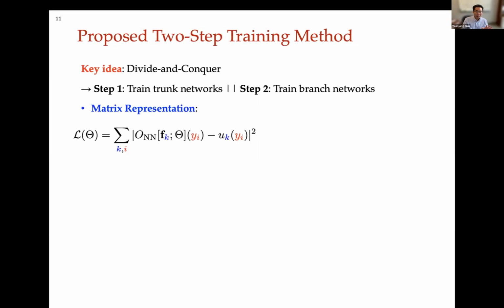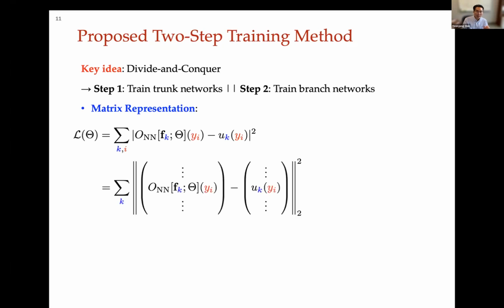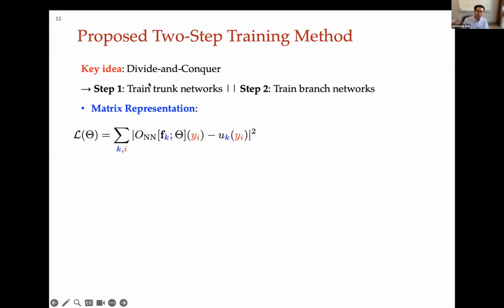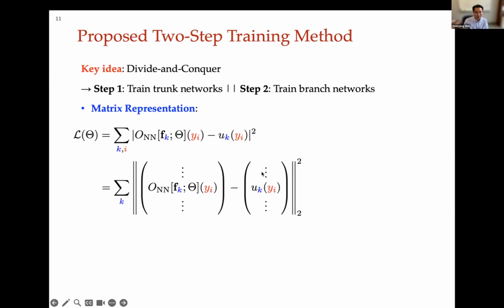One is the matrix representation, so we look carefully at how this loss function is constructed. Then we have a double summation, one with respect to the number of data pairs, F and U pair, and the other with index I corresponding to the output sensor points. When we make this a vector notation, that reduces one summation, and we just vectorize with respect to the output function sensors. Then this is just a vector subtraction with the standard Euclidean norm.